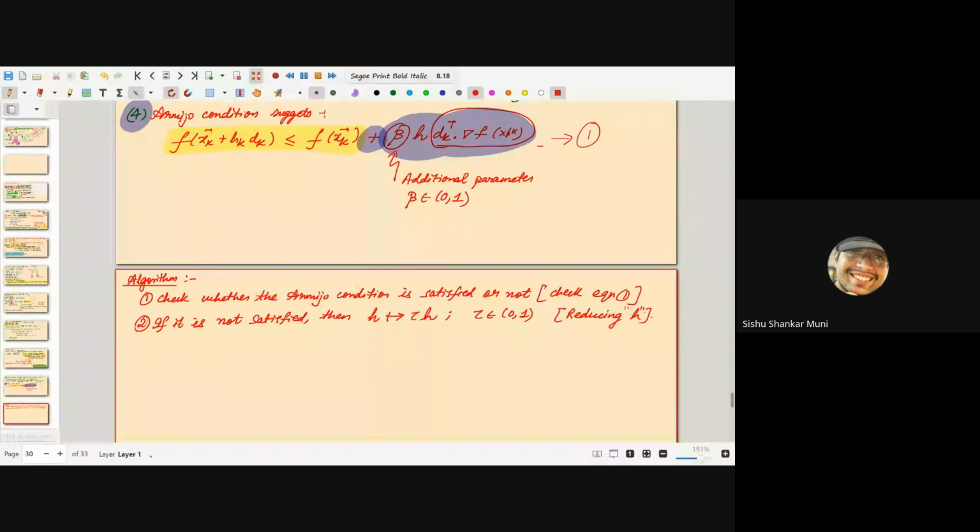So the third step is, you made h to tau h, reducing the step size. Then what do you do? Check the Armijo condition again. Continue the first two steps. Continue till the Armijo condition is satisfied.